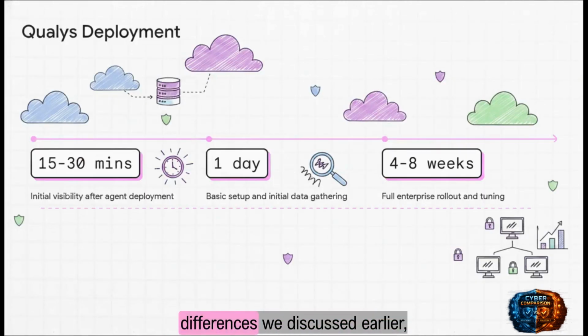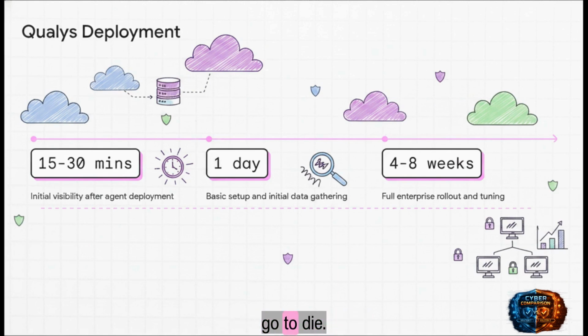And these architectural differences we discussed earlier drastically impact your realistic deployment timeline, which, let's face it, is often exactly where IT projects go to die. Qualys operates on a pure SaaS model. You can get initial visibility in 15 to 30 minutes, basic setup in a day, and a full enterprise-wide rollout in just 4 to 8 weeks.